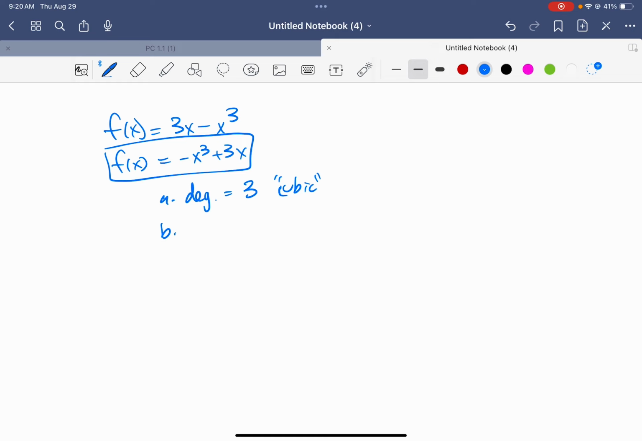For B, it wants to know the zeros. We know that the zeros are just the x-intercepts, which is where y equals 0. So I set the entire y, or f of x, equal to 0, and I get this. And now that it's set equal to 0, I know that I can factor. So I factor the left-hand side. We only want to begin factoring when we have stuff equal to 0.